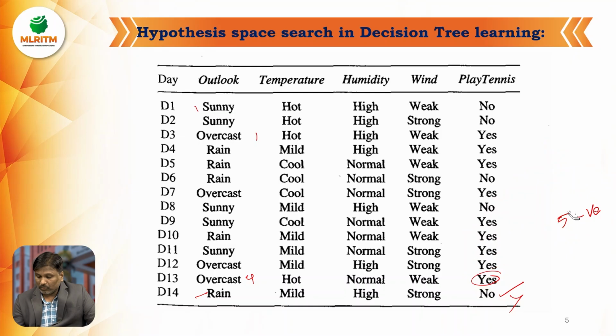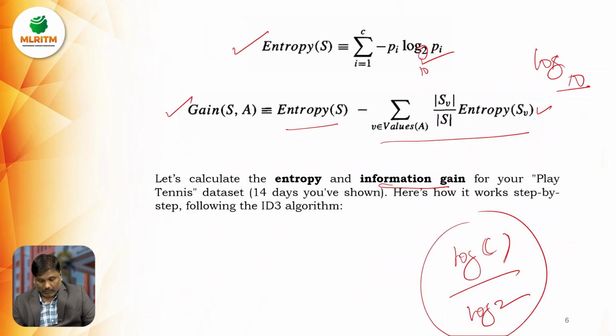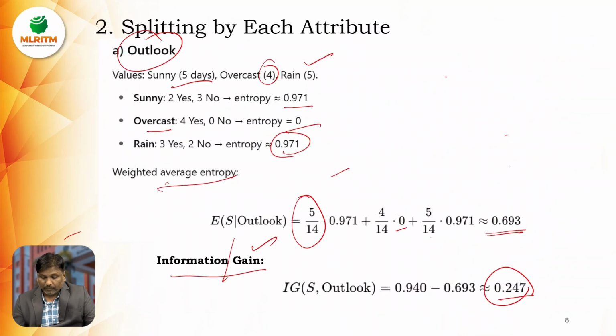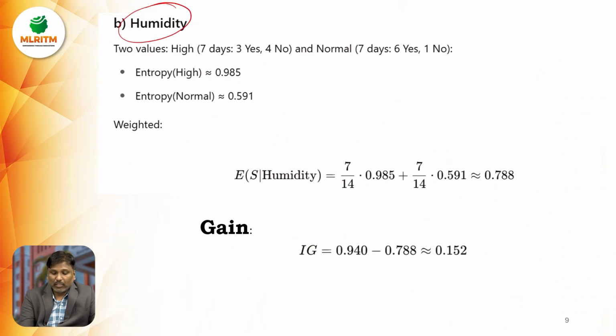Now we are moving on to the next attribute, humidity. If clearly observed, only two different instances are there: one is high, the second one is normal. So now I try to find out the entropy for the high value and the normal condition, high and normal.